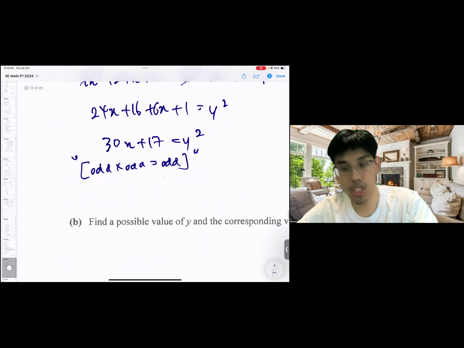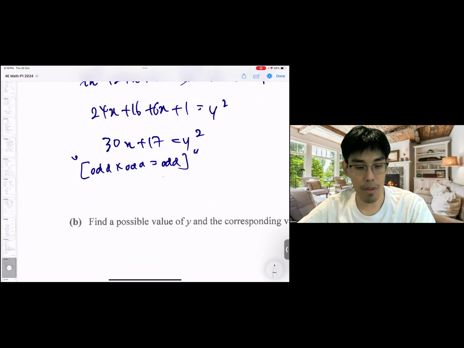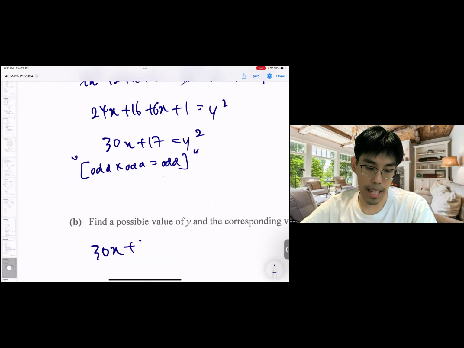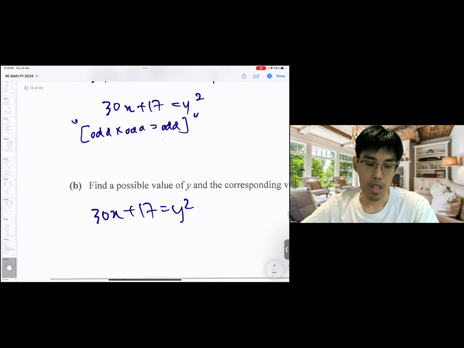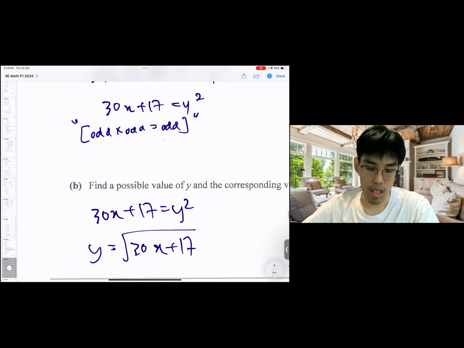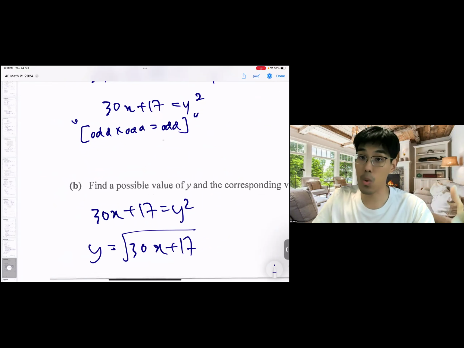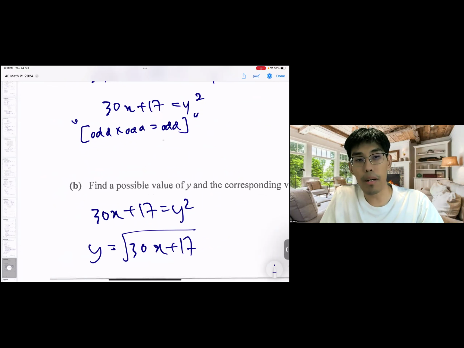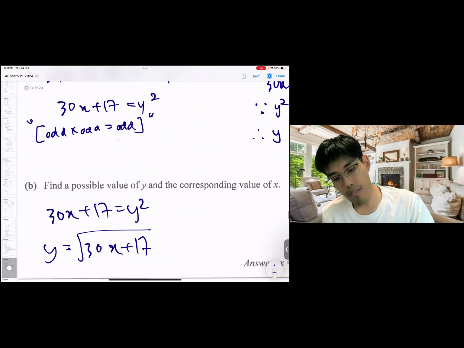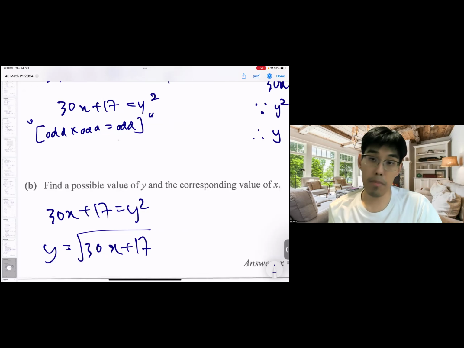Okay. So we can actually solve it. One way I can do is to solve it from here. So 30x plus 17 equals to y squared. So y equals to the square root of 30x plus 17. So the idea here is that 30x plus 17 must be a square number. Must be a square number. So what number can it be? Okay, so let's have a look. 149. And it must be a multiple of 30. Very interesting. Multiple of 30.